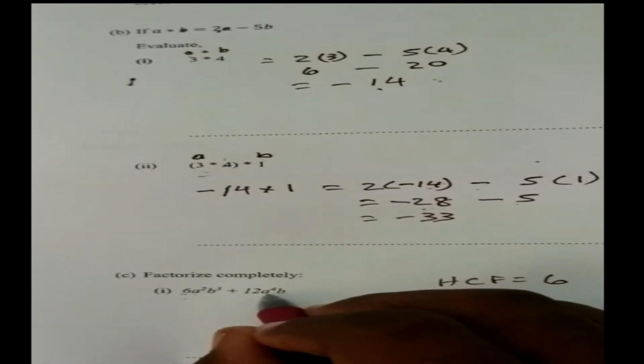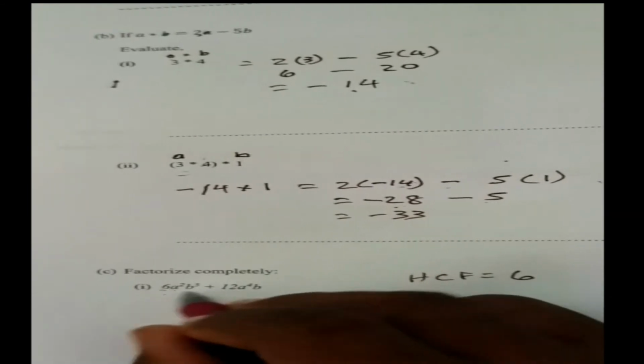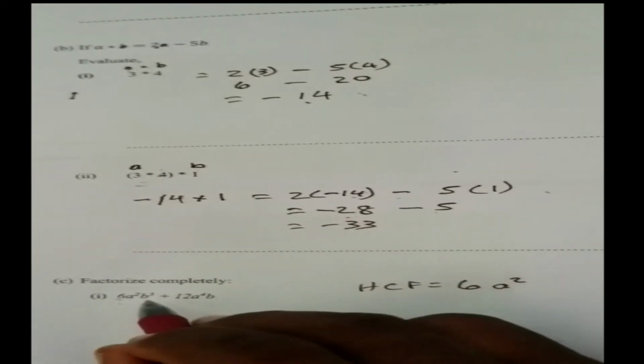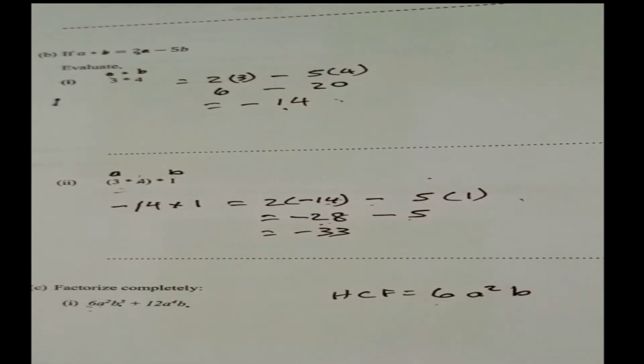Looking at the A squared in this one and the A to the 4th power in this one, we see that A squared is common in both. Looking at the B cubed and the B to the 1st power, we see that only B is common. So all of this would be our highest common factor, in which we can multiply our highest common factor by this right here, and we won't get a remainder.